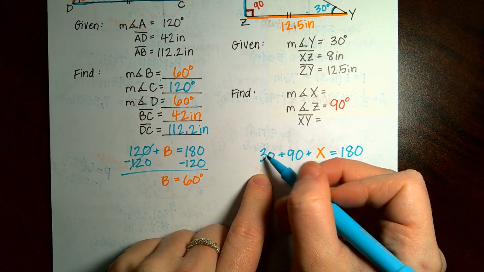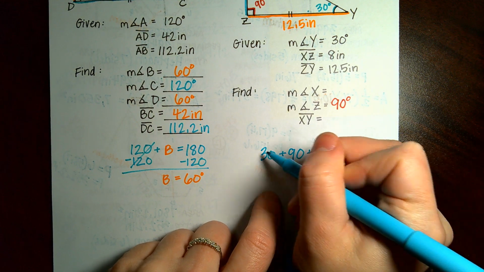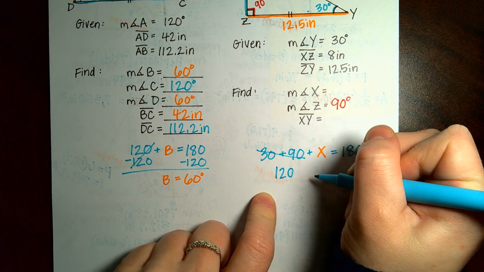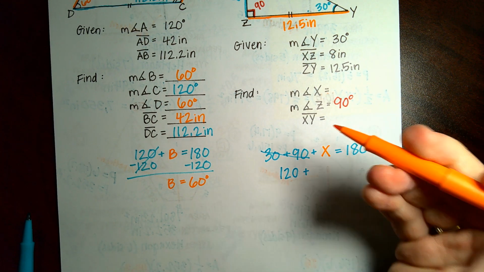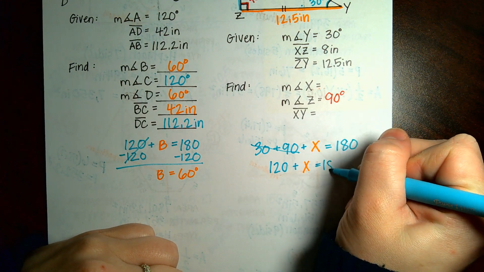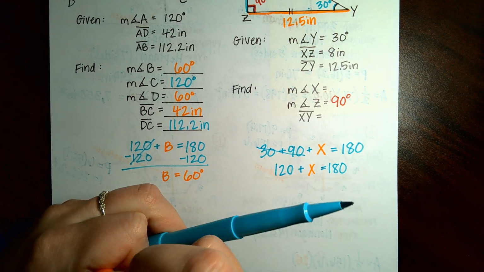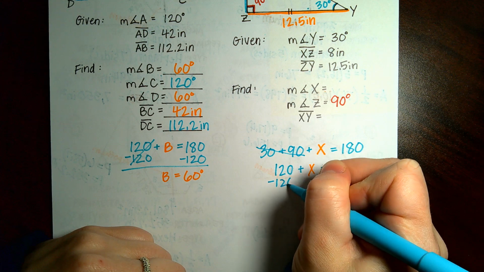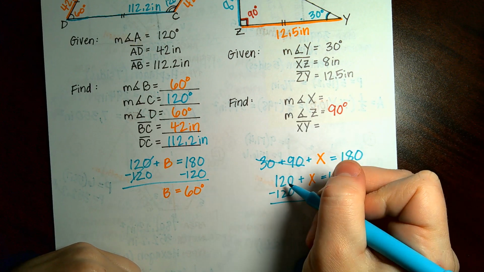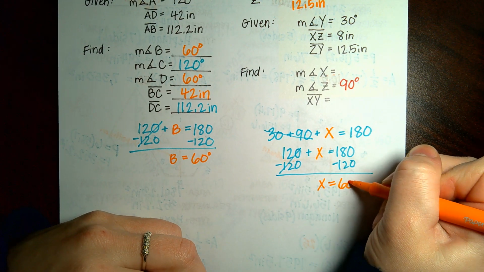So let's see. We could either combine like terms or we could just subtract these separately. We'll combine like terms. So 90 plus 30 is 120, plus x. You pretty much gave us the same equation as the other one. Pretty much. So that means we get minus 120, same as last time. X equals 60 degrees again.